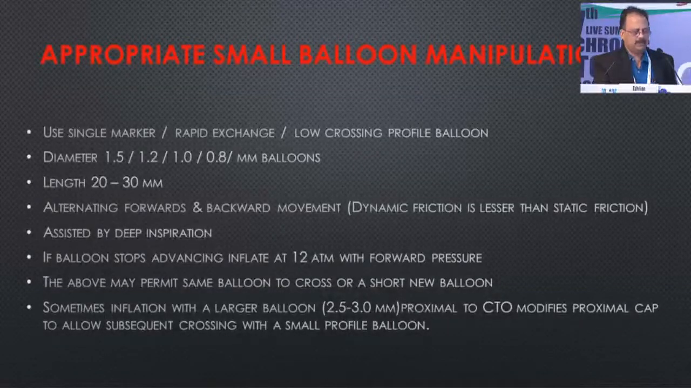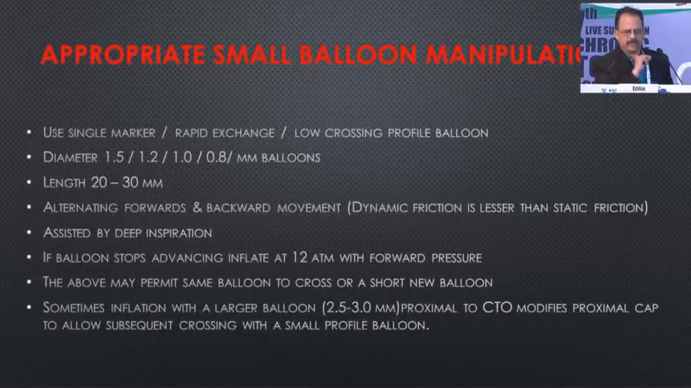Appropriate small balloon manipulation: use a single marker, rapid exchange, low crossing profile balloon. Now you have diameters as low as even 0.8 millimeters, and the length should be long, 20 to 30 millimeters. The reason is that the maximum high profile of the balloon is where you have that single marker. So when you take a longer balloon of say 20 or 30, at least 10 millimeters has crossed, and that can be used to break the proximal cap.